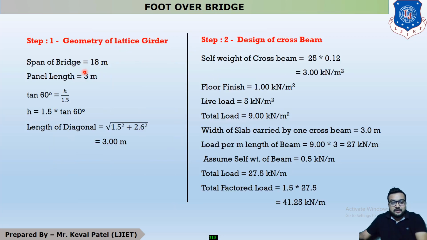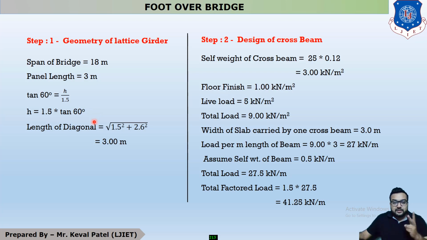Okay, and we will get our answer, or you can also use the tan theta equation. So tan 60 degree is equal to h divided by 1.5. So our value of h is 2.59 meter. So 2.59 is nearly equal to 2.60 meter.